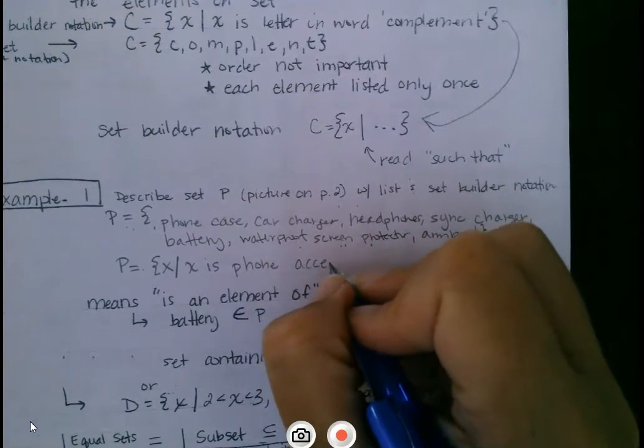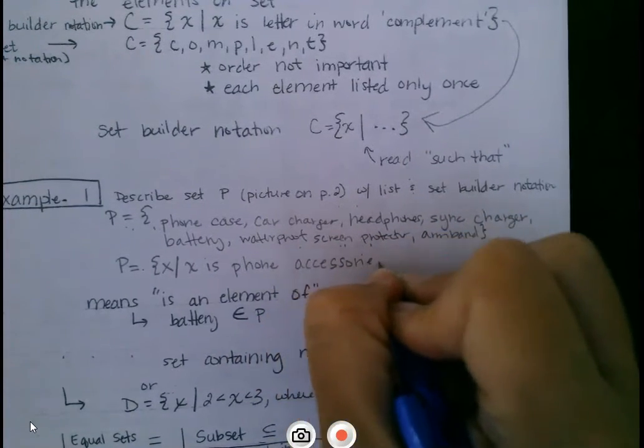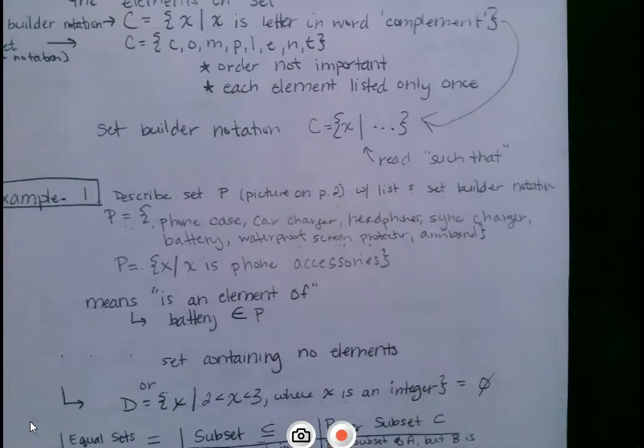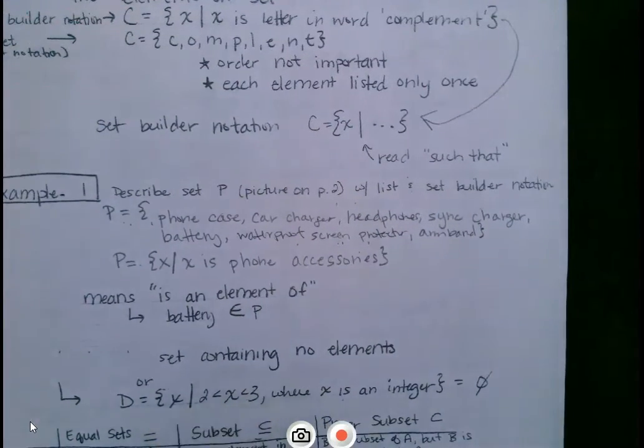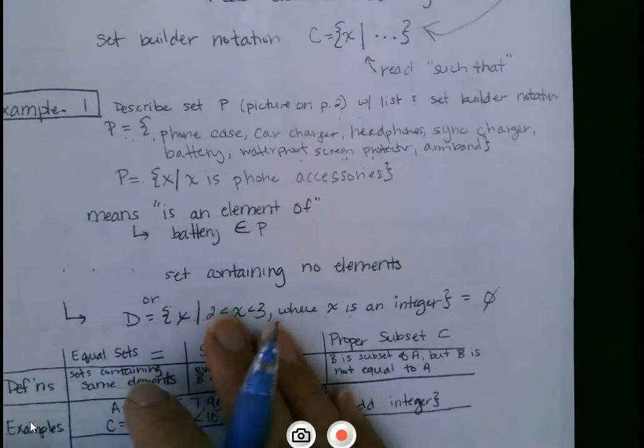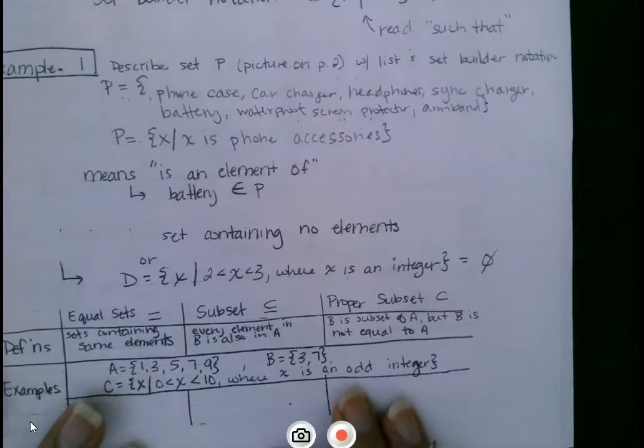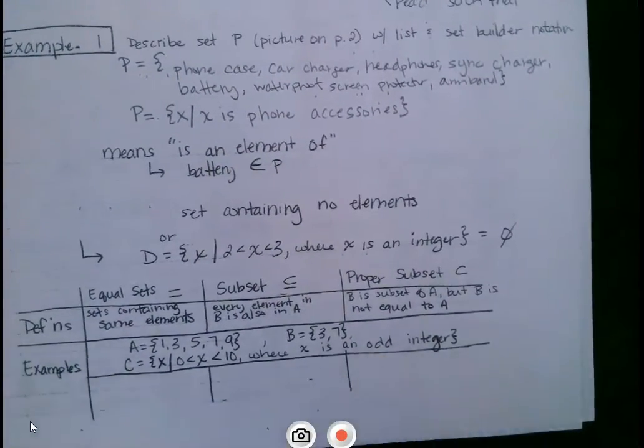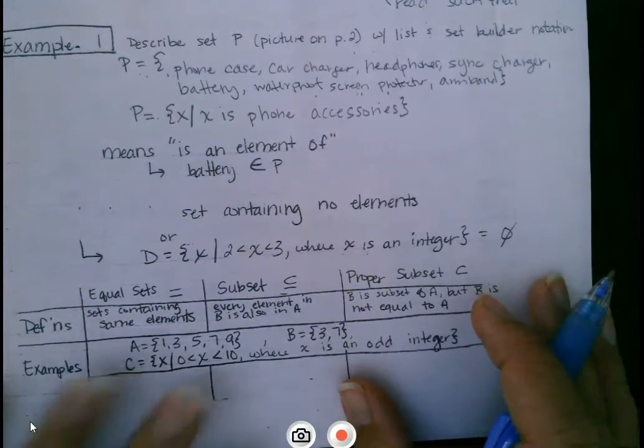That's what I was looking for earlier to show you, but I couldn't find it. It was Liam. Okay, so you could put X is phone accessories or X is one of Liam's phone accessories, because they are Liam's, they're not mine. But it's true. All right, so there's example 1.